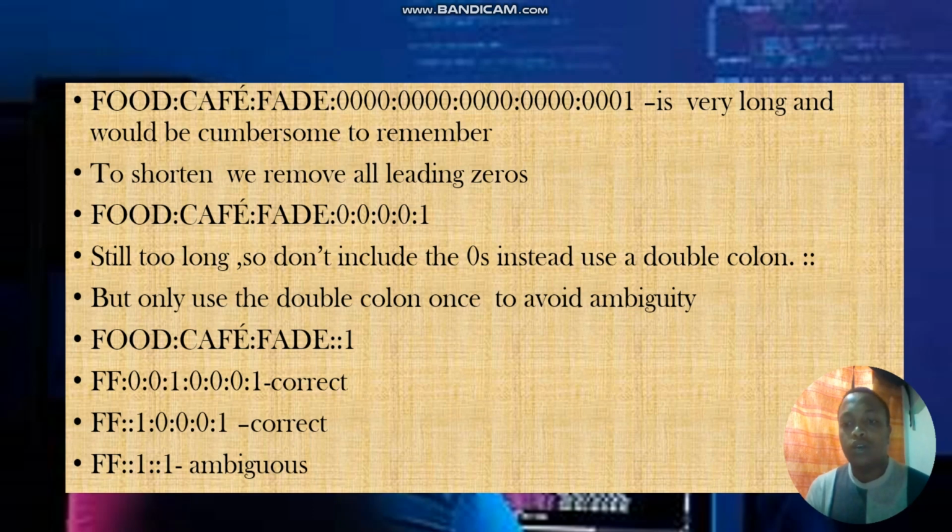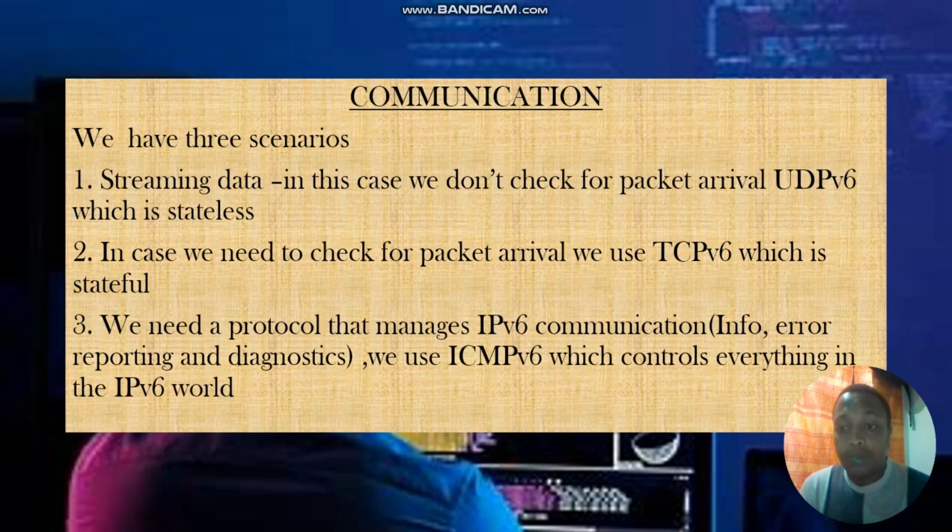It's not good. No one is going to understand how many zeros were there before the double colon. So you need to use the double colon only once. Now let us solve the problem of communication. Since we have already allocated data, we have already seen how you allocate these specific IPv6 addresses and how you can shorten them. So in communication in IPv6, we have three scenarios.